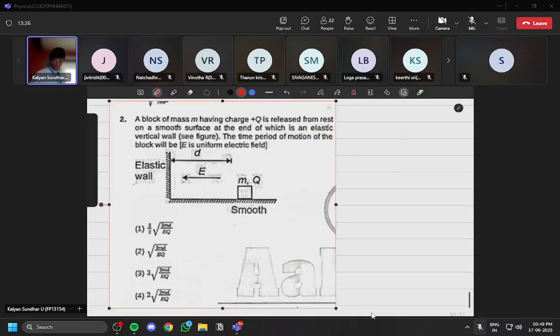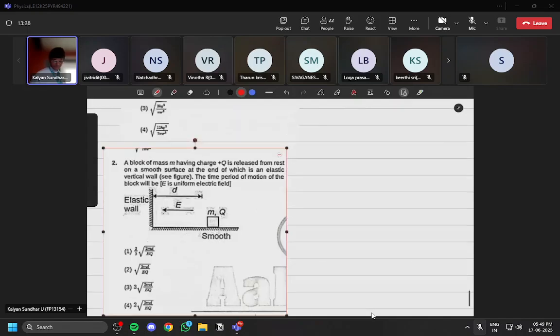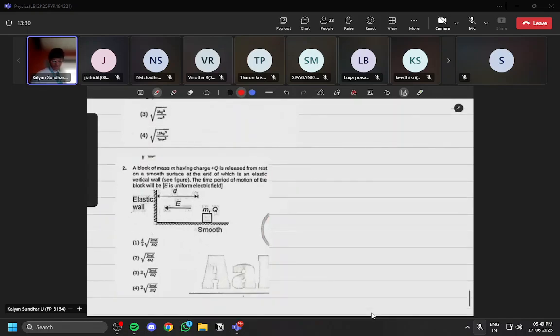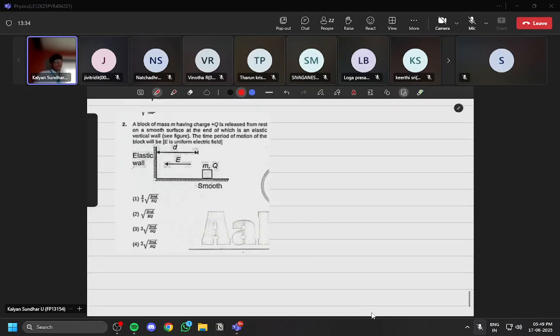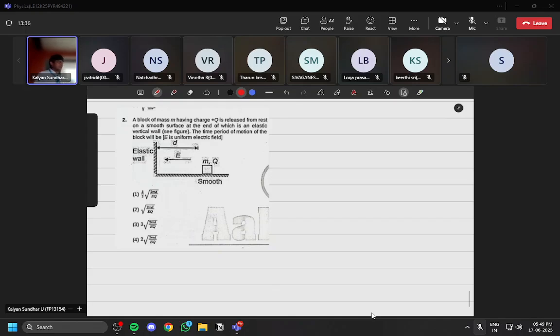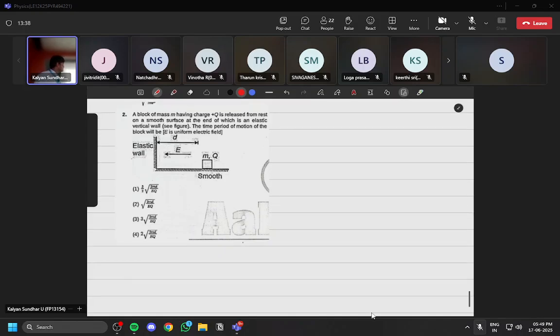Second question. This we already did in the class. This is from your step 2 question, I guess. Right? Not the previous year one, but it will be from step 2. We have to calculate the time period. The charge will be at rest, and the mass is given as m. It has to travel this distance, and the collision is elastic. It is an elastic vertical wall. Right? So after hitting, it comes back here. I mean the momentum will be transferred to the wall, and again it comes back. So we have to find the total time period from here to here.